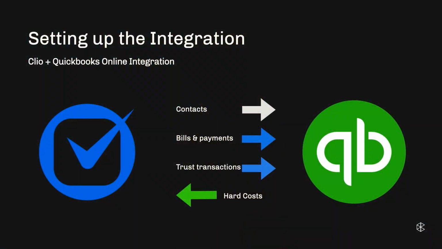Remember this image. I've said before, contacts, bills and payments, and trust transactions. All of those go from Clio to QuickBooks, not the other way around. If you enter a transaction into QuickBooks, you're not bringing it back to Clio. Clio will not pull that information.